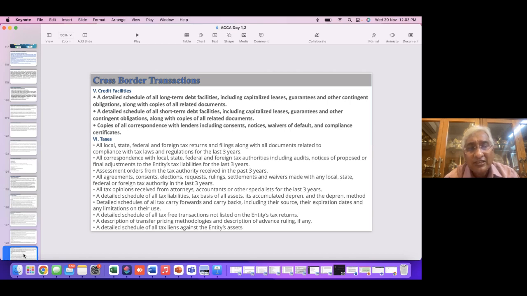A detailed schedule of all tax liabilities, tax basis of all assets, its accumulated depreciation, and the depreciation method to be maintained, kept ready. Detailed schedules of all tax carry forwards and carrybacks, including their source, their expiration dates, and any limitations on their use. A detailed schedule of all tax-free transactions not listed on the entity's tax returns. A description of transfer pricing methodologies and description of advance ruling, if any. A detailed schedule of all tax liens against the entity's assets.